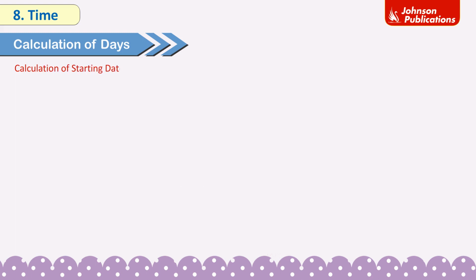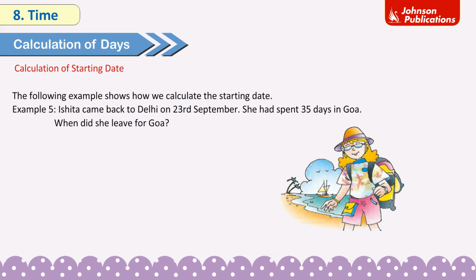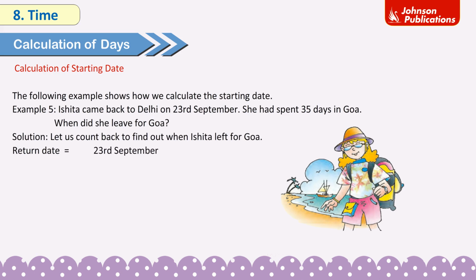Calculation of starting date. The following example shows how we calculate the starting date. Example 5. Ishita came back to Delhi on 23rd September. She had spent 35 days in Goa. When did she leave for Goa? Solution. Let us count back to find out when Ishita left for Goa. Return date equals 23rd September. Duration equals 35 days. Leaving or starting date equals question mark.